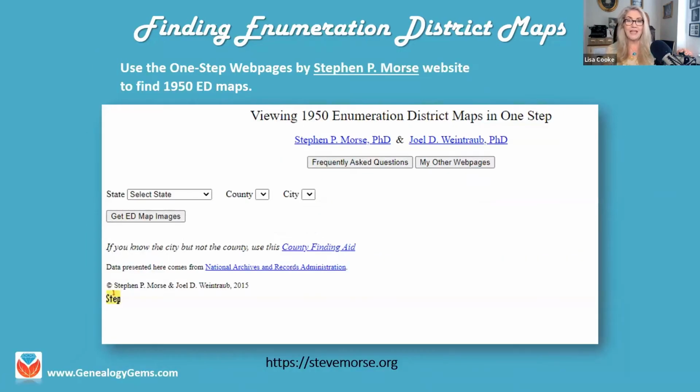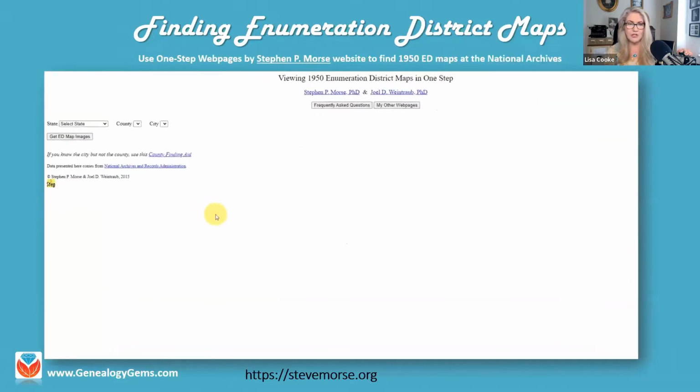So if you want to find these, you can go and search the National Archives website, but many people steer clear of that because it's kind of cumbersome to use. It's certainly not laid out the way all the other genealogy websites are that we're used to using. So it can be kind of challenging to find what you're looking for. A great way to do it is to use, as I said, Steve Morse's one-step tools. And you can find the maps that way. Let me show you here.